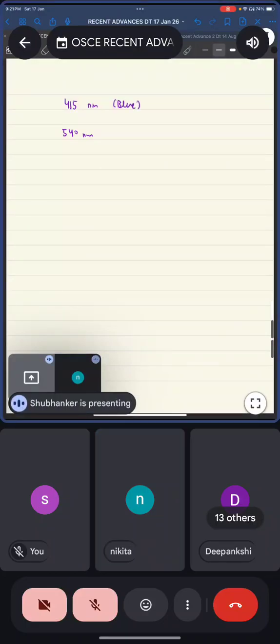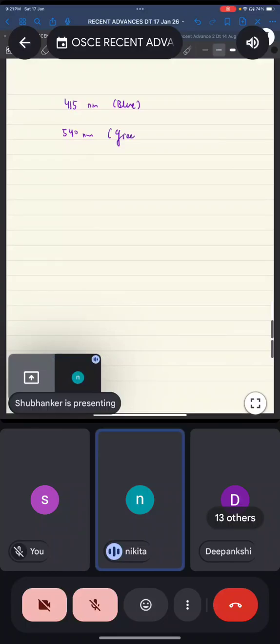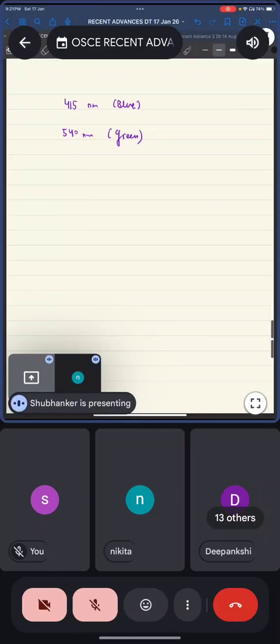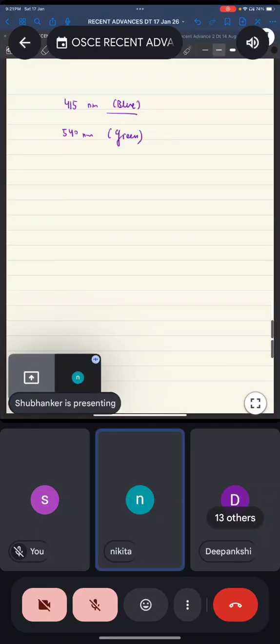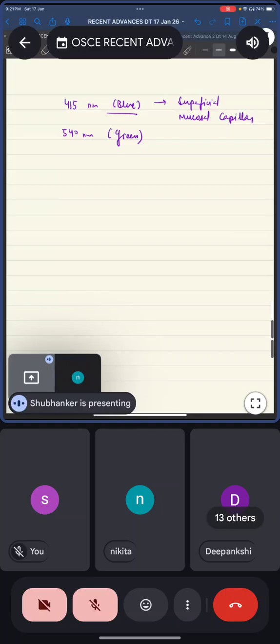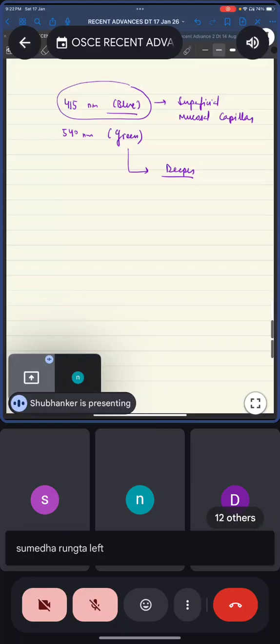This is the blue. Blue is for the superficial part, and green is for the deeper part. Okay, so just remember this. This will help you in differentiating both of them.